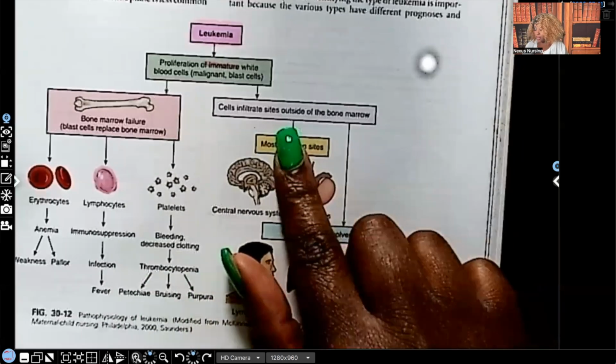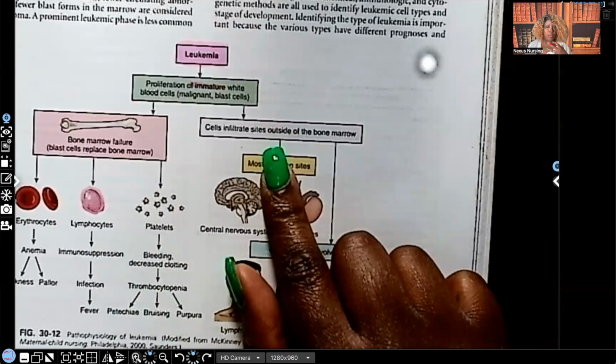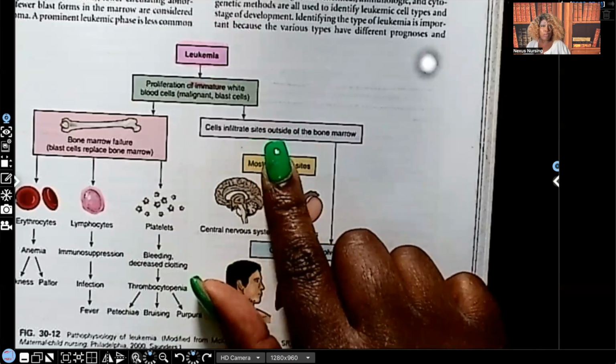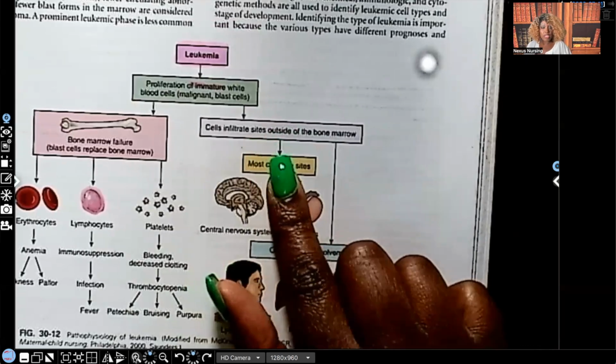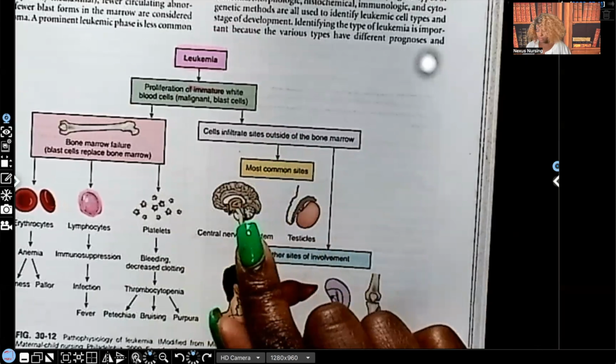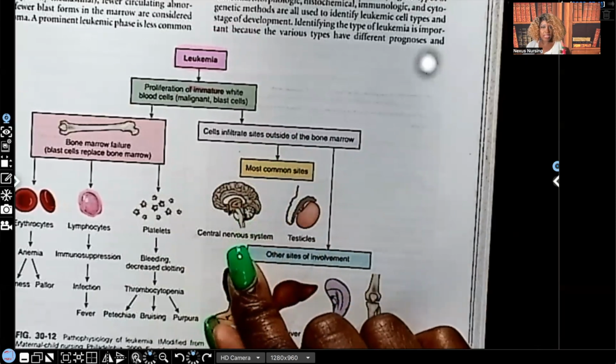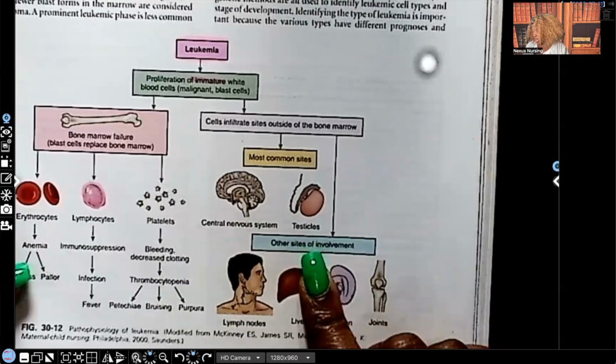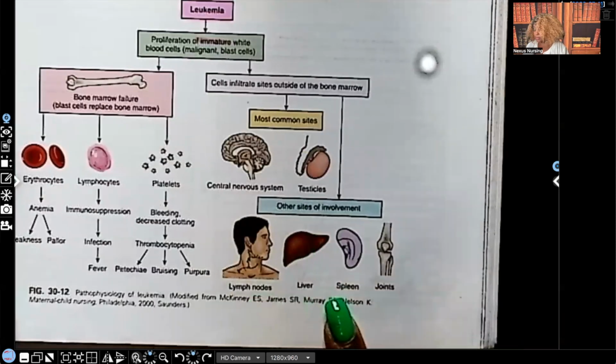Now on this side, because of leukemia, that proliferation of immature white blood cells, the cells infiltrate sites outside of the bone marrow as well, such as what? The brain, and that's how you will see all those CNS symptoms, testicles, other organs, lymph nodes, liver, spleen, and joints.